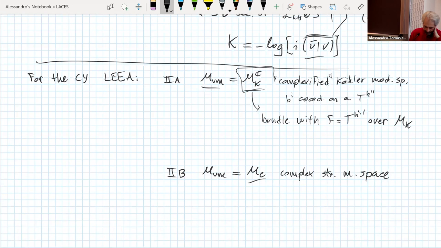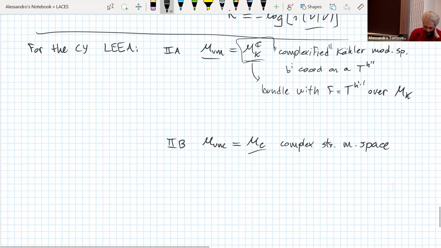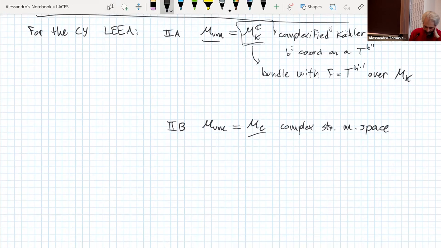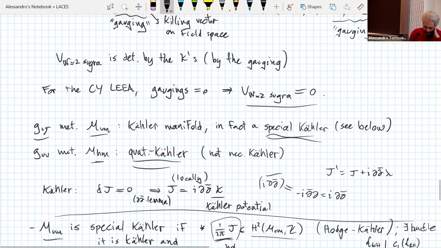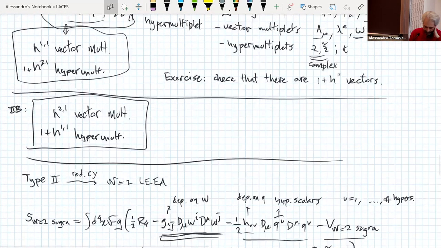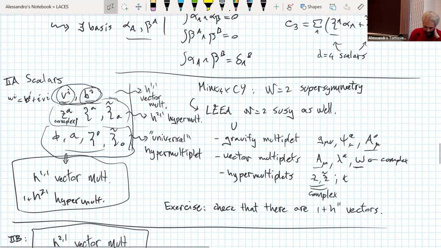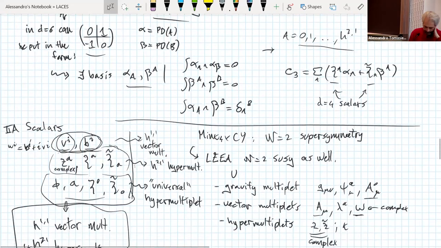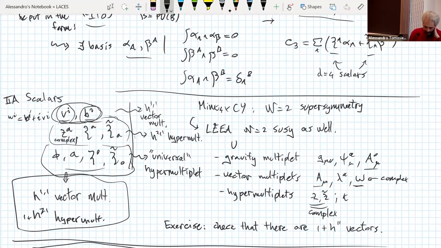Its complex structure modular space. Now, for completeness, I should also tell you what the modular spaces for hypermultiplets are. However, we didn't say much about what the special quaternionic Kähler is, so I cannot honestly tell you much. For 2A, we see, however, that there's a modular space of complex manifolds sitting inside it. And then there are all these other guys, which are also periodic.